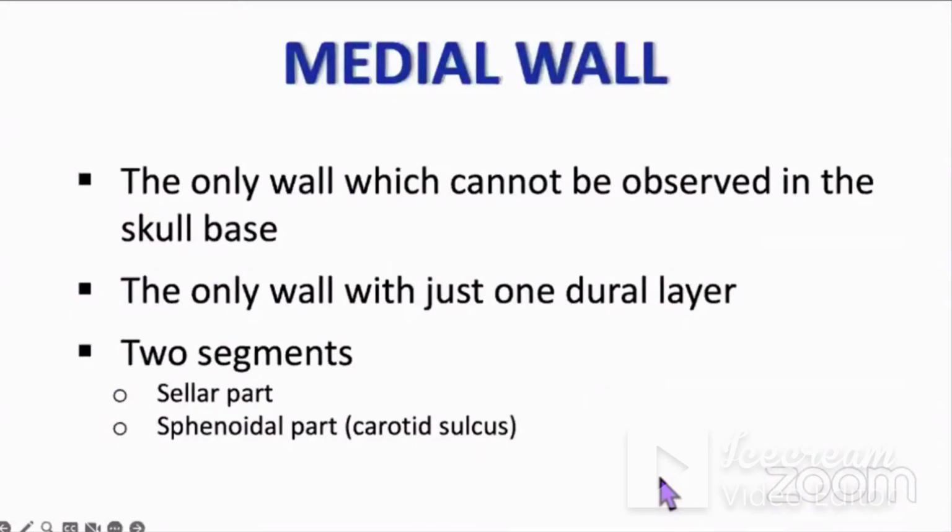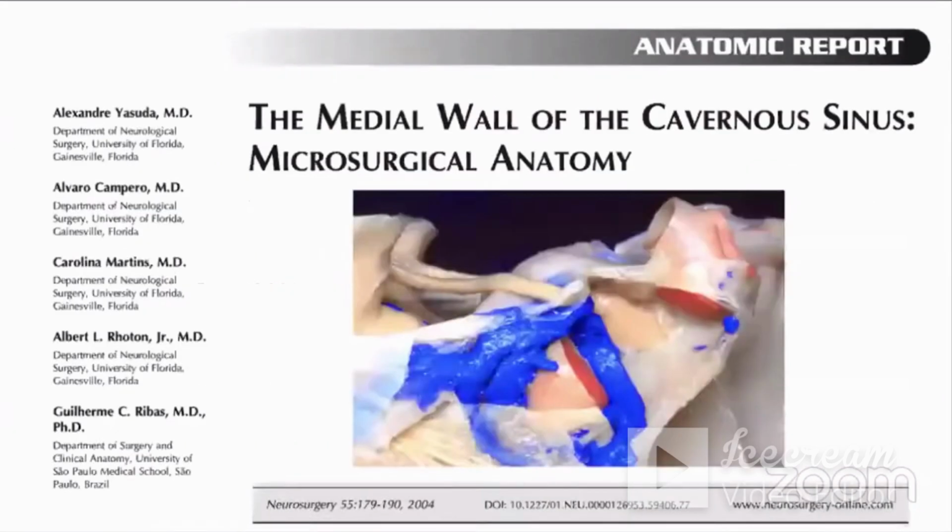The medial wall of the cavernous sinus is the only wall which cannot be observed in the skull base. We have to remove the pituitary gland or go from lateral to medially to see the medial wall. It's the only wall with just one dural layer. The others, the roof, the posterior and the lateral, have two layers and also have anatomically two segments, the sellar part and the sphenoidal part.